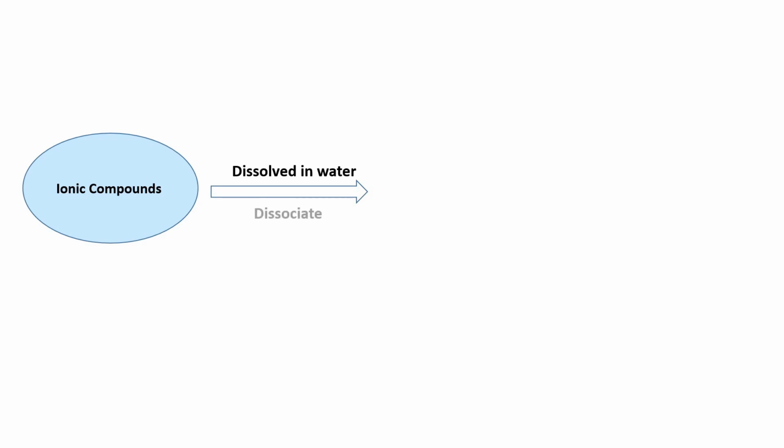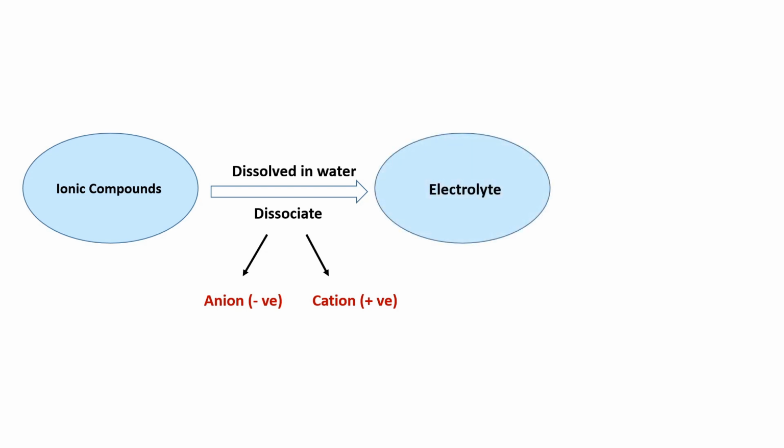So the story starts with ionic compounds, which when dissolved in water get dissociated into their respective anions and cations. Anions are negatively charged species and cations are positively charged species. When an ionic compound is dissolved in water, it is basically known as an electrolyte, that is, a solution which can conduct electricity.